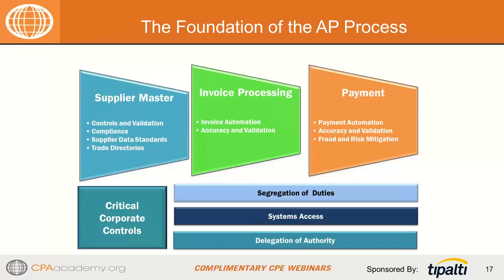The point here is there are 3 critical corporate controls, which automation certainly supports. The first one is segregation of duties, the second one is system access, and the third one is delegation of authority. That's your approval process that hopefully can move to an automated workflow type of cycle.